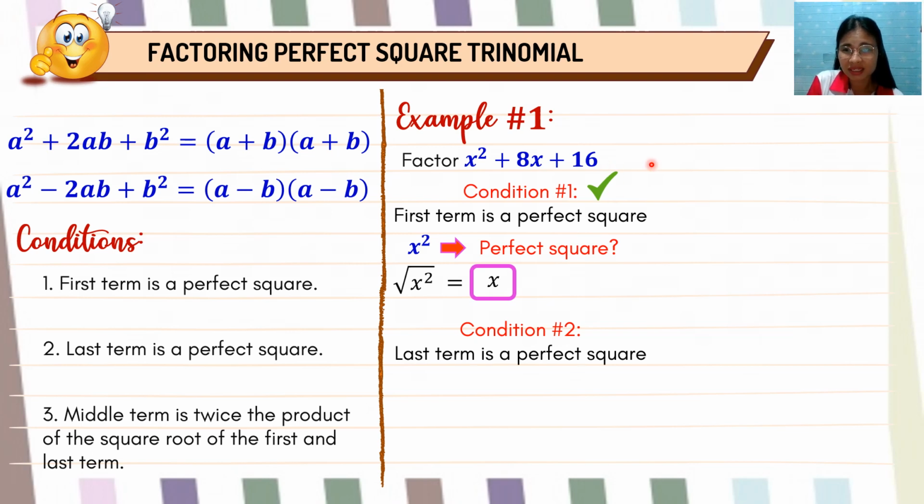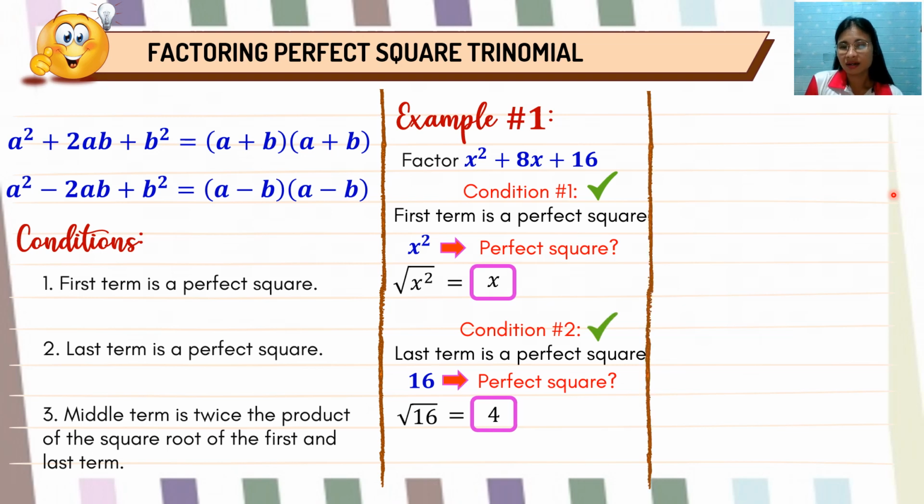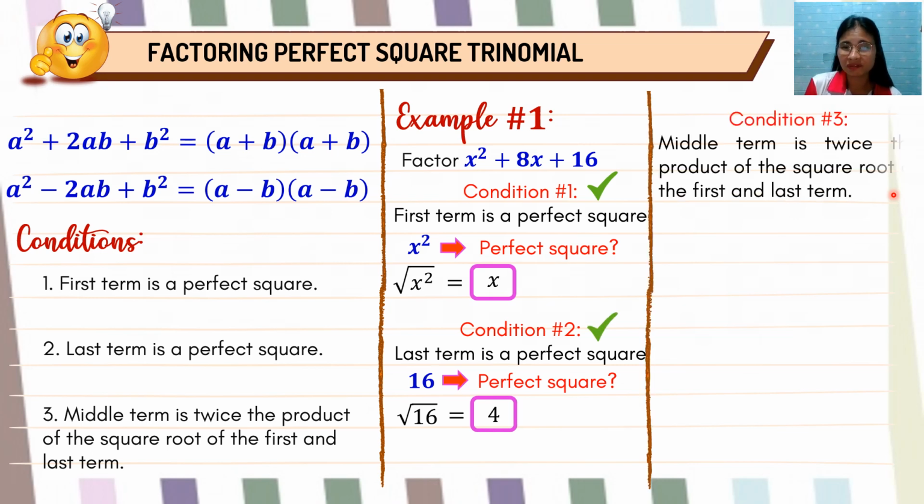Next, condition number 2, last term is a perfect square. Our last term is 16. So, for us to be able to know if a particular number is a perfect square, we try to get the square root. And the square root of 16 is equal to 4. Meaning, okay, the last term is also a perfect square.